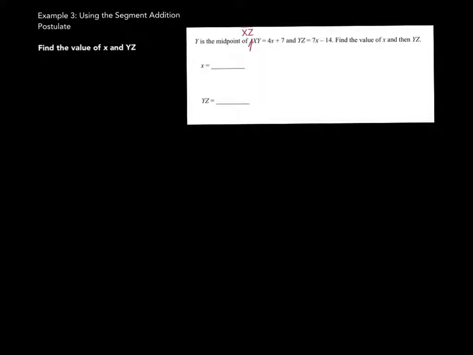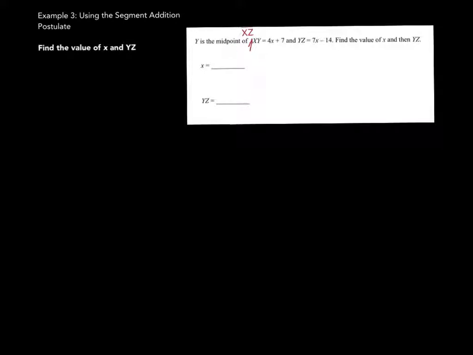All right, now in our third example, there's a typo. If you'll take a look, we're told that y is the midpoint of, and it should say segment XZ. So Y is the midpoint of segment XZ, and again, we're given an expression for segment XY and YZ. We're asked to find the value of x and then YZ. This is a lot like our last example. Again, we don't have a picture. The difference here, though, is that we need to know what a midpoint is.